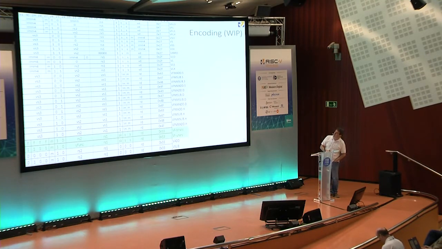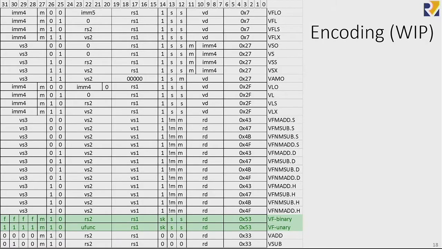And encoding, not meant for you to read, it's small, but those of you in the first rows will recognize that we are pretty much fitting everything into the existing encoding space. So the loads are going to 0x7, the stores into 27, which was the store encoding.